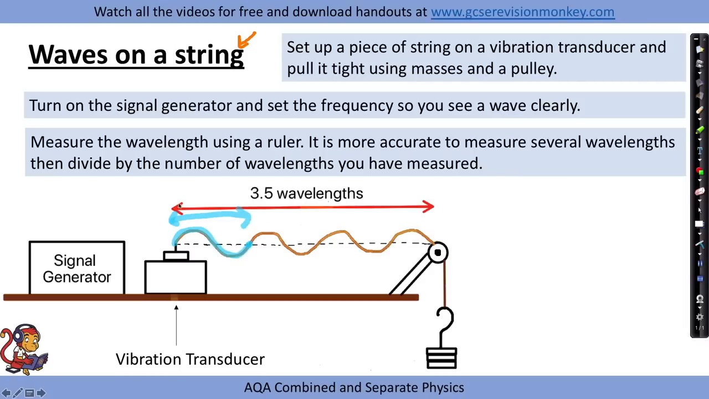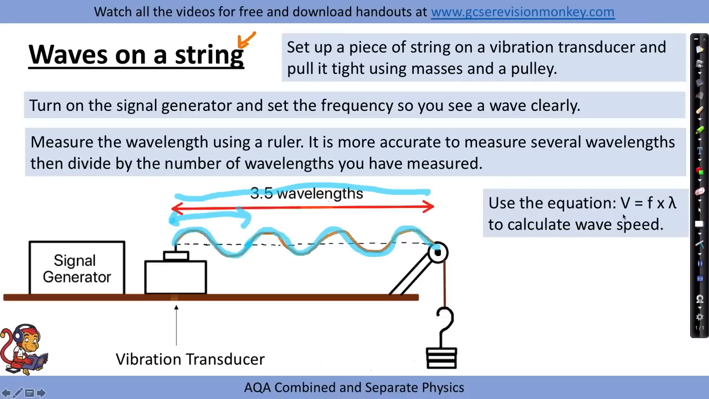So for example, we could measure the complete distance from here to here using a ruler and work out how many wavelengths that is. So we've got 1, 2, 3 and a half wavelengths. So if we divide by 3.5 wavelengths, that will give us a much more accurate measurement of one wavelength.